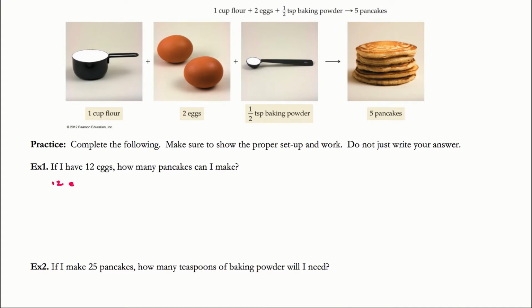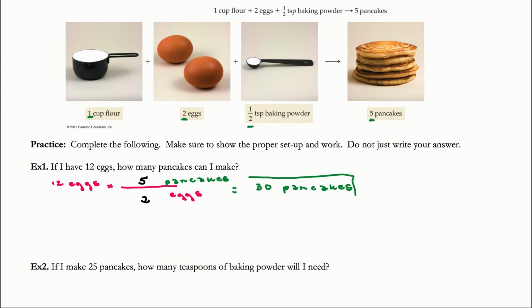So if I tell you I have 12 eggs, what I can do is put eggs on bottom, and then get into what I want, which is pancakes on top. And I'm going to use these values, these coefficients, I'm going to throw a chemistry term in there, in order to note the relationship. So 5 pancakes are going to be made when I have 2 eggs. And so the answer I get here is going to be 30 pancakes. I can make 30 pancakes if I have 12 eggs.